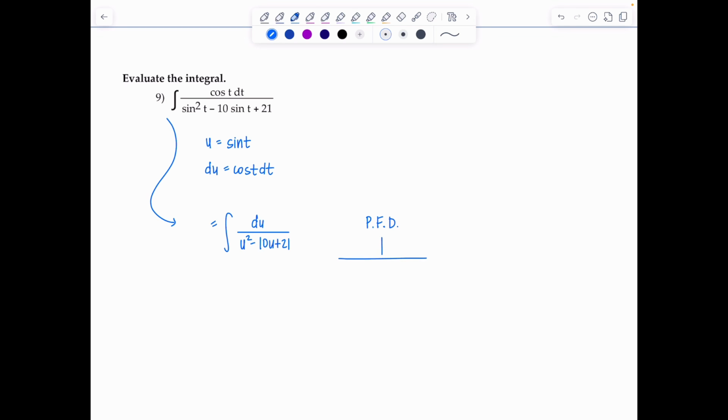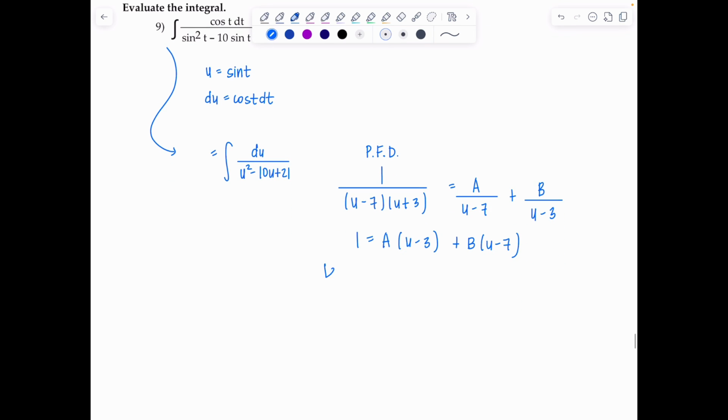So 1 over, that factors into u minus 7 times u minus 3. Those are both linear factors, not repeated, so the decomposition will have the form A over u minus 7 plus B over u minus 3. So clearing out the fractions, 1 equals A times u minus 3 plus B times u minus 7. Let's let u equal 3. Then 1 equals 0 plus B times negative 4. So B is negative 1/4, and then I'm going to let u equal 7. Then 1 equals 4A plus 0, so A is 1/4. Okay?